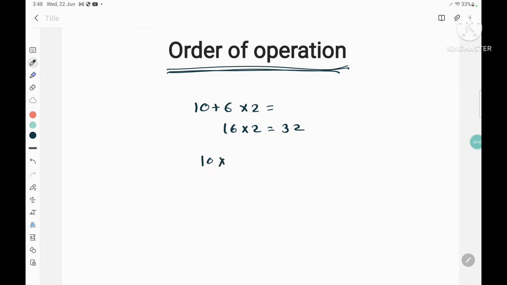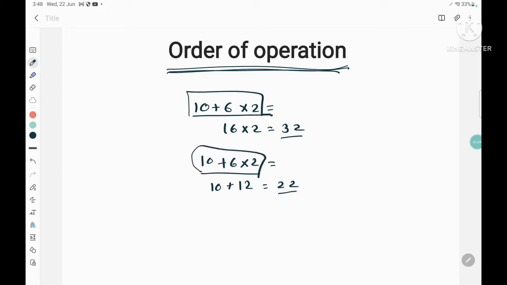And some students say, let's do multiplication first and then addition. So they do 6 times 2 first, which is 12, and 12 plus 10 equals 22. If you notice, for both answers we did the calculation correctly. There is no mistake in the calculation, but for the same expression we get two different answers. Why? Because we used a different order of operations. That's why we got two different answers from one question.